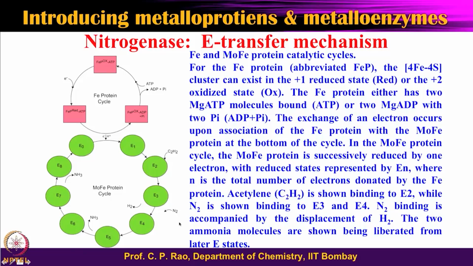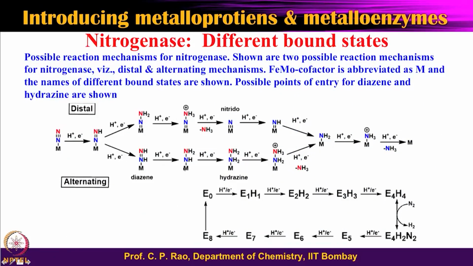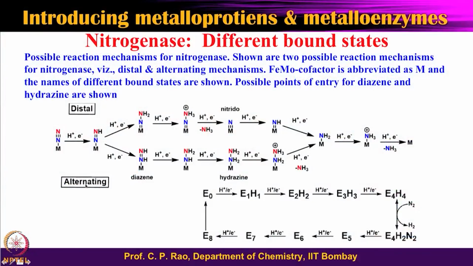So, the next slide will show you both the electron one by one and the proton one by one. When you add to N2 one electron, one proton, what happens? When you add a second electron, second proton, what happens? When you add a third electron, third proton, what happens? This is what we refer to as the different bound states, the mechanism. This mechanism is given in 2 parts.